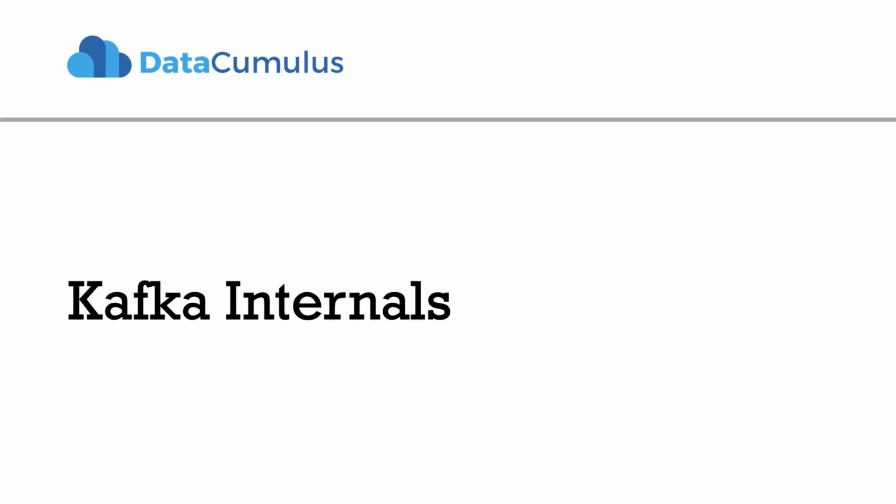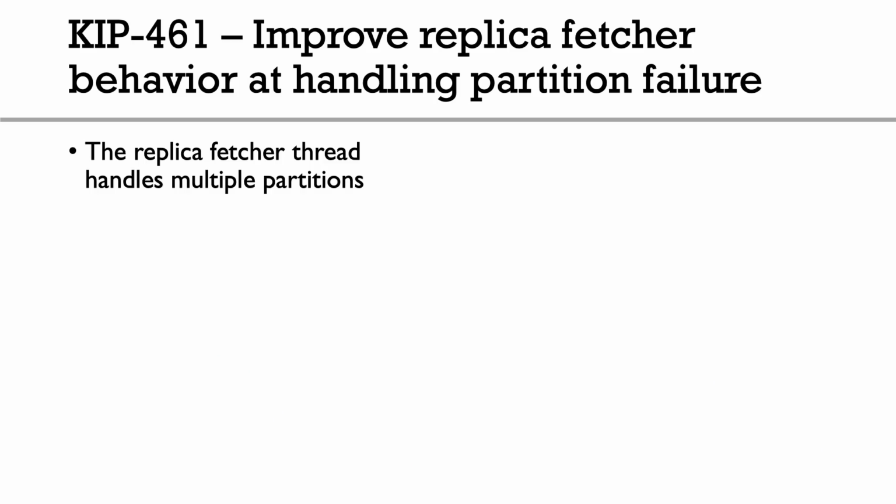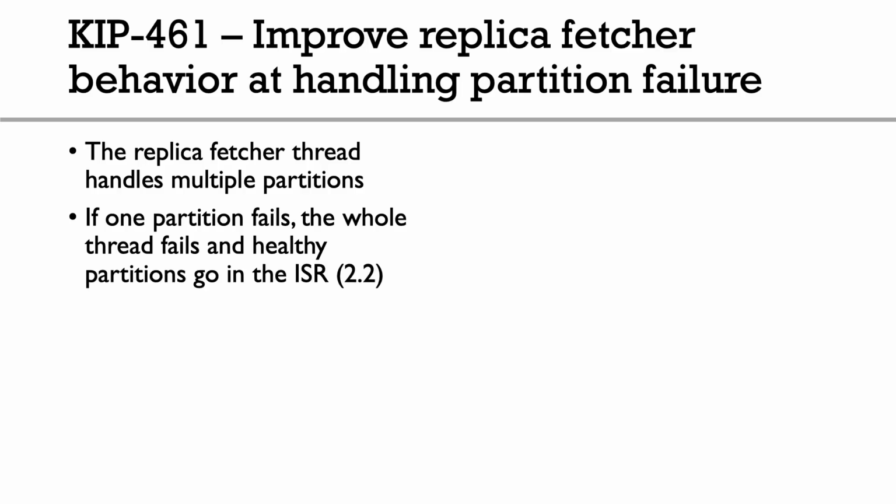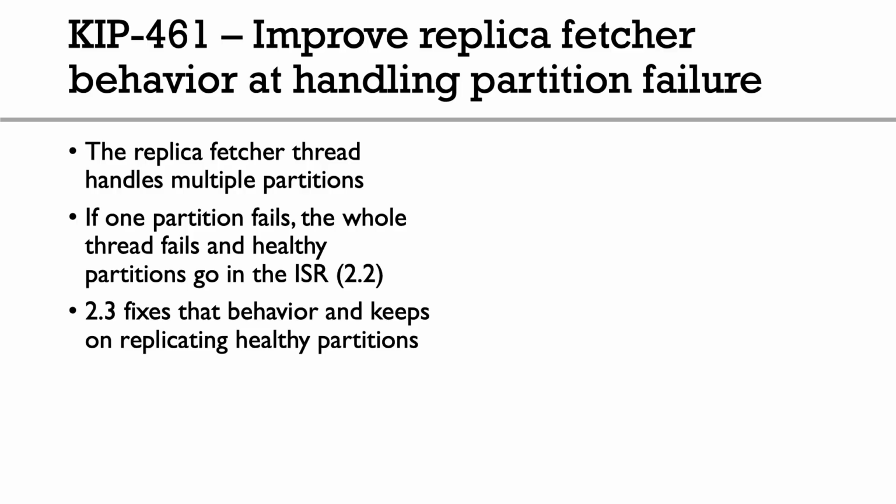So let's get started. First, Kafka internals. This update is really important. This is KIP 461 and it helps you improve the replica fetcher stability when it handles partition failure. So let's have a look at this one. By default, the replica fetcher thread will handle multiple partitions. And if one of these partitions fails for whatever reason, the entire thread will fail and all the healthy partitions will go out of the ISR. That is Kafka 2.2. But 2.3 will fix that behavior and keep on replicating the healthy partitions while introducing a new metric called failed partitions count that you should track in your monitoring solution, that allows you to see how many of these partitions have failed in terms of replication.